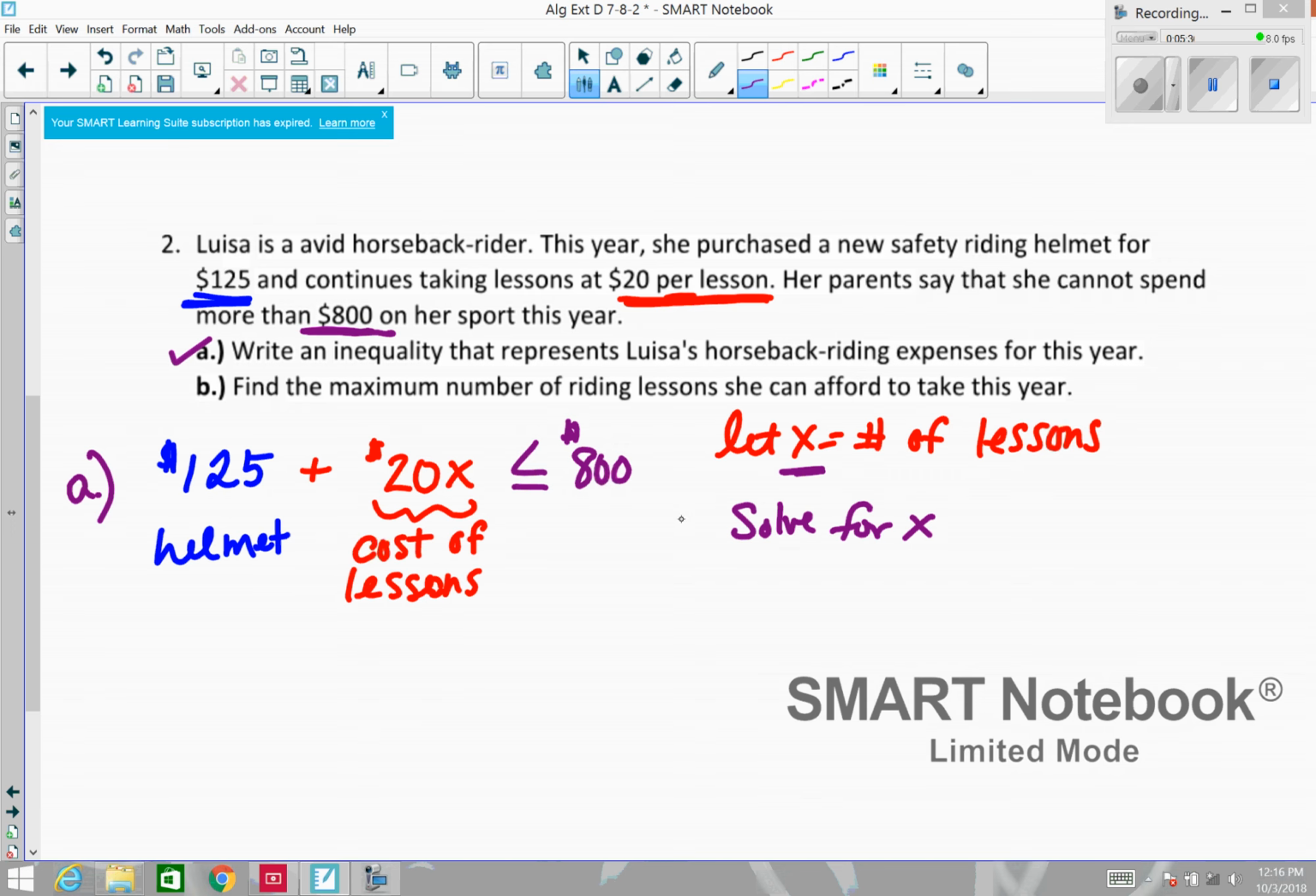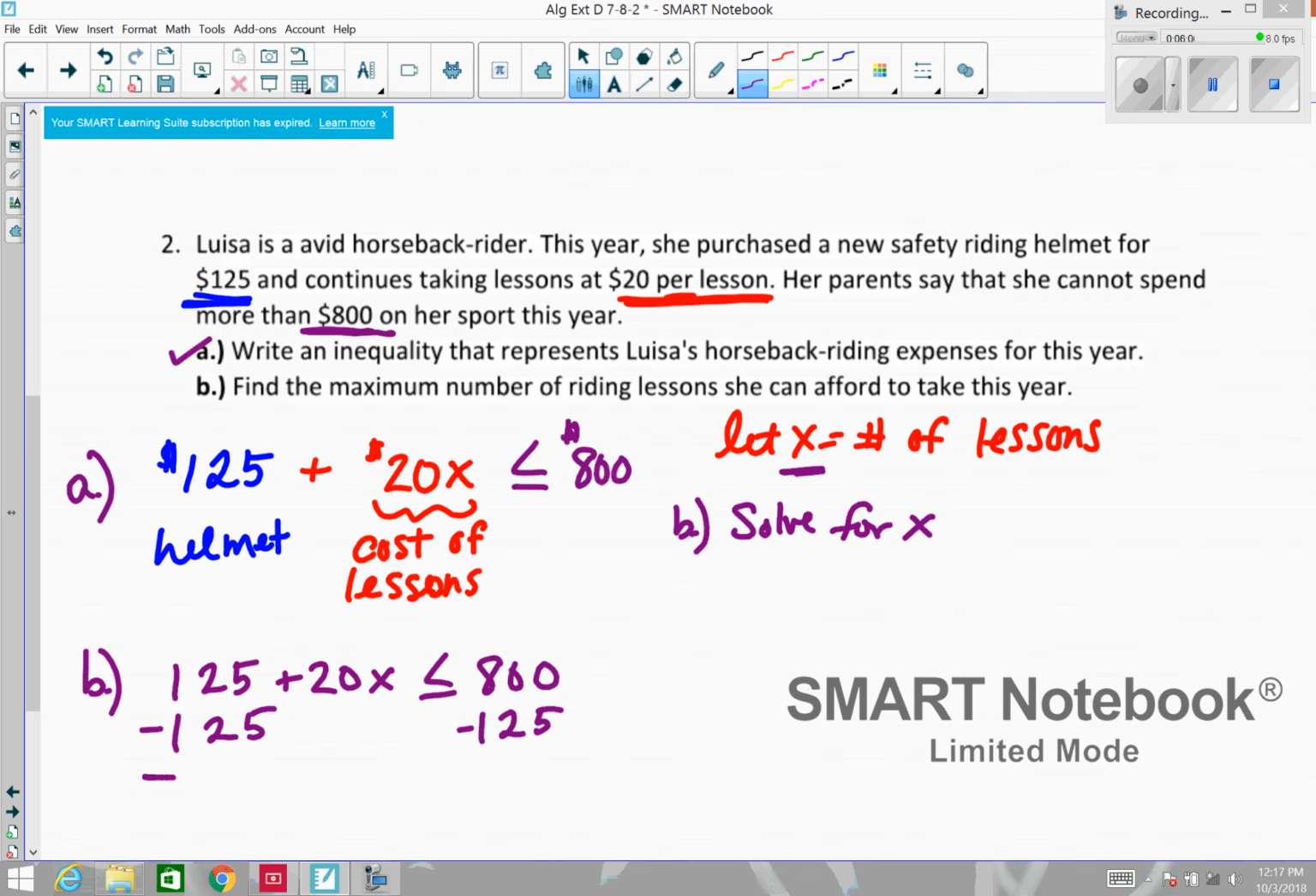And we want to solve for X when we are, if we can, equaling $800, or as close to $800 as we can get without going over 800. So in order to solve, I'm going to rewrite my equation here so that I can see it a little bit more clearly, and we're just going to solve for X. So I'm going to subtract 125 from both sides of my inequality, and we get 20x is less than or equal to 675.